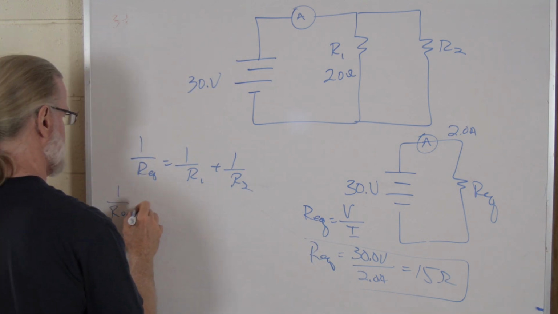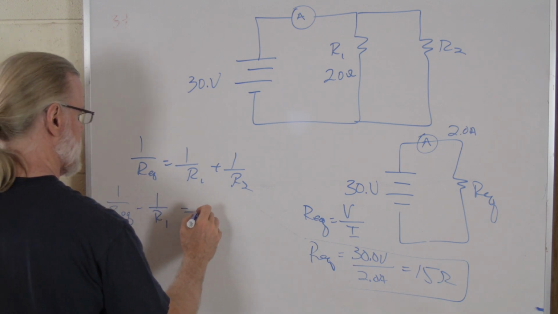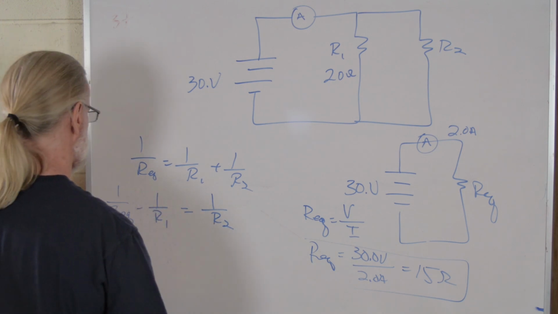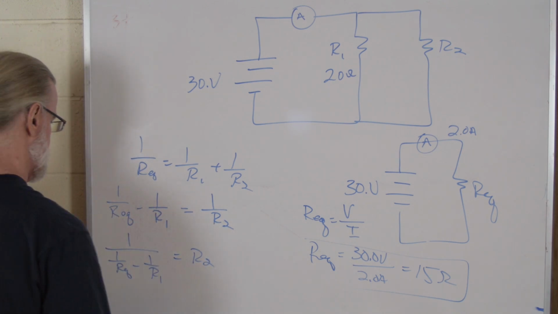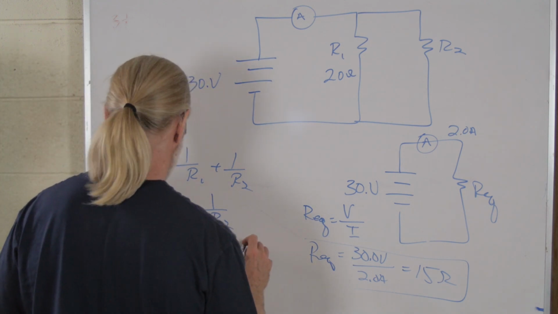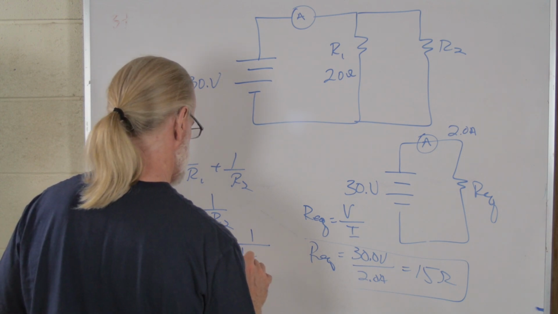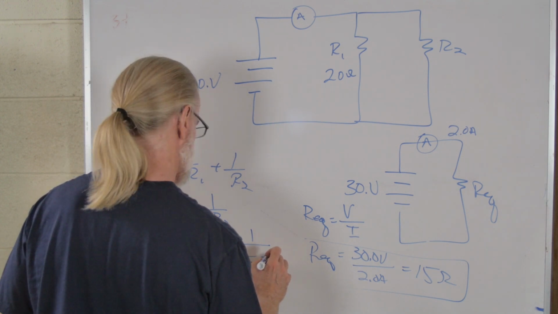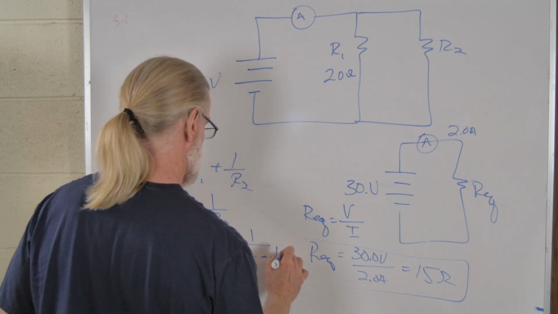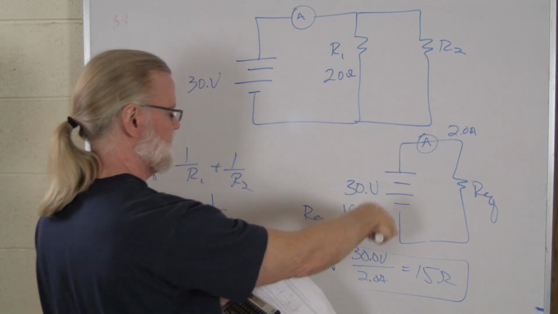1 over R equivalent minus 1 over R1, just bring R1 over the other side, equals 1 over R2. I want R2, so let's invert both sides. All right. So plugging these numbers in, we have 1 over 15 ohms minus 1 over 20 ohms. And if this was 20, our equivalent would be 10.